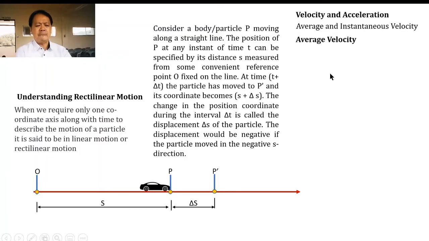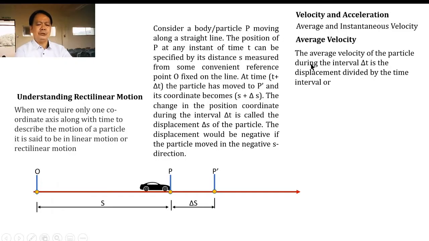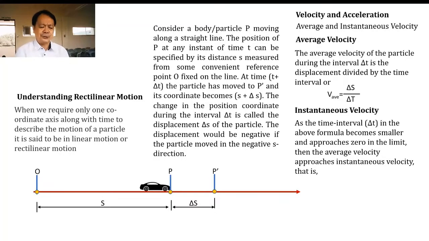So, let us first look at what average velocity means. When we say average velocity, the average velocity of the particle during the interval delta t is the displacement divided by the time interval. If the distance is 10 kilometers and the total time is 10 minutes, therefore, it has traveled 1 kilometer for every minute. That's what we mean by average velocity. Okay? However, we need to understand what we call instantaneous velocity. When we say instantaneous velocity, it is like this.